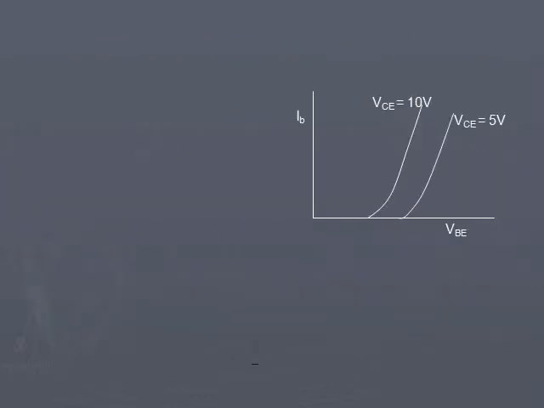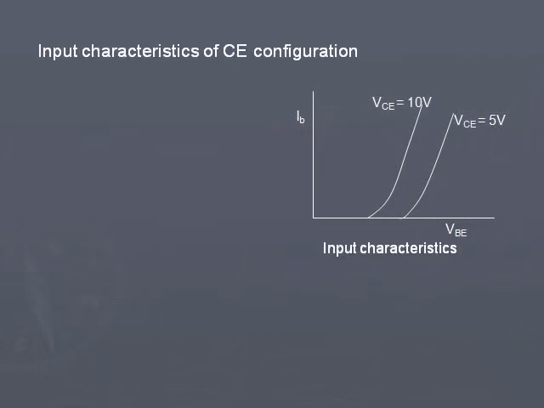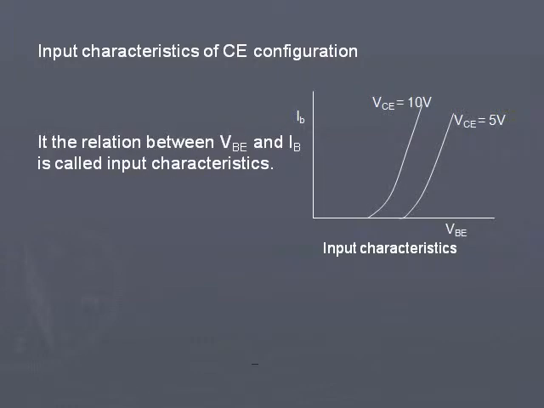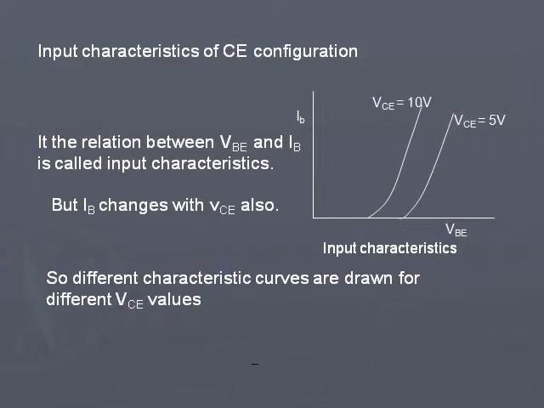Input characteristics of common emitter configuration of a transistor. Input characteristics means the relation between base current and voltage between base and emitter, VBE. So the relation between IB and VBE is known as input characteristics. We know that IB depends not only on VBE but also on VCE, output voltage, collector voltage.